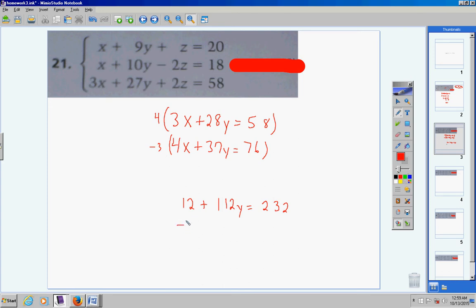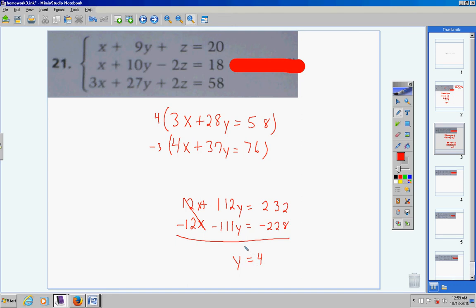Negative 3 times 12 is negative 12x. Negative 3 times 37 would be negative 111. And then negative 3 times 76 is negative 228. So combine these two. These cancel. We're left with 1y equals 4. Alright? So we know that y equals 4.